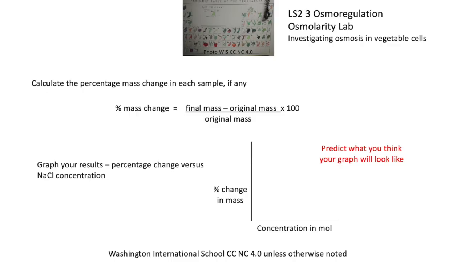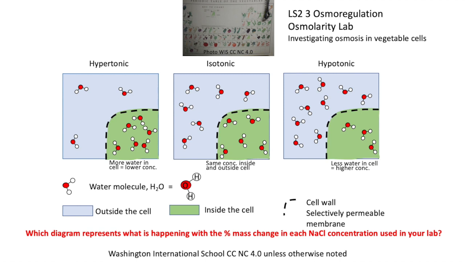What you think it'll look like before you actually plot it. And here we're looking at the solvent, because it's the solvent that moves through that selectively permeable membrane here, the dotted line of the cell wall. And where there is more water, it's more dilute solution, and it will pass to where there are fewer water molecules, where it's more concentrated in the diagrams here.